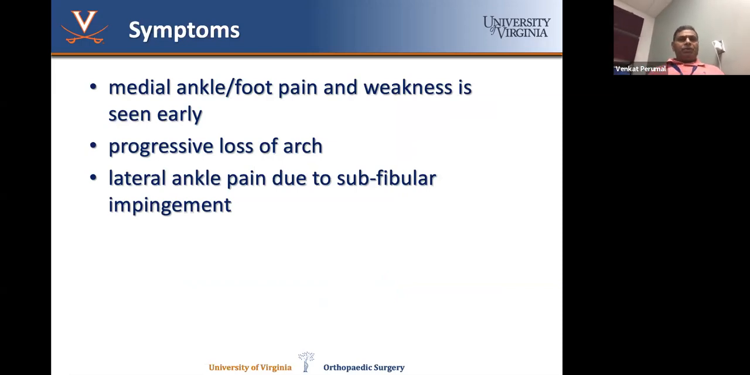So, what are the symptoms of tibialis posterior tendon insufficiency? Usually, it's mostly pain on the medial aspect of the ankle and the medial aspect of the foot, which is a common symptom of this pathology. When the tendon fails, there's a progressive loss of arch, and then the heel goes into valgus. Sometimes you see patients with gross valgus deformity of the heel. They have lateral ankle pain as well, which is from subfibular impingement.